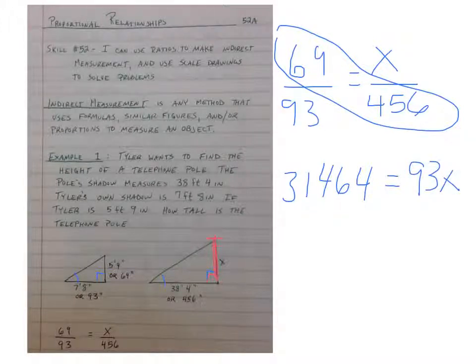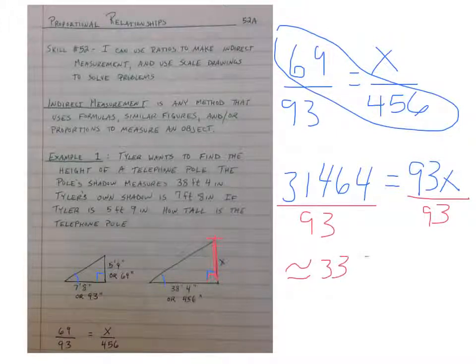From there we can divide both sides by 93, and we get an answer of, let's see, 31,464 divided by 93 is approximately 338 inches. If we wanted to find out how many feet that is, we can divide that answer by 12, and we get 28 feet and, I don't know, maybe 1 or 2 inches. 28 feet, 2 inches, approximately.